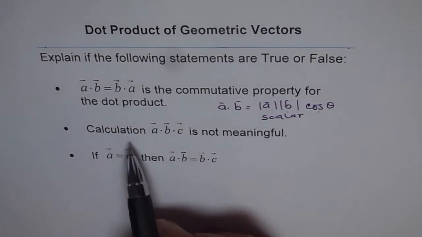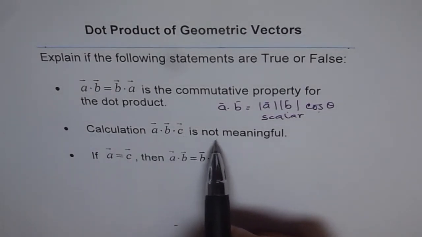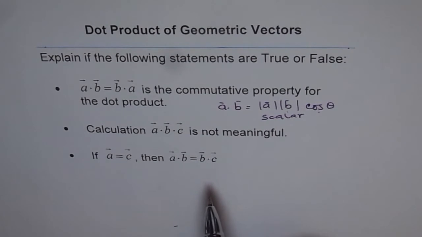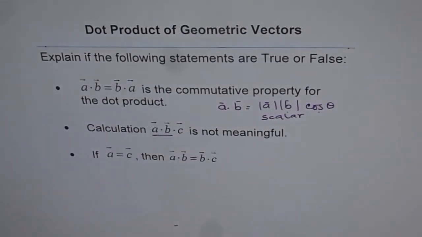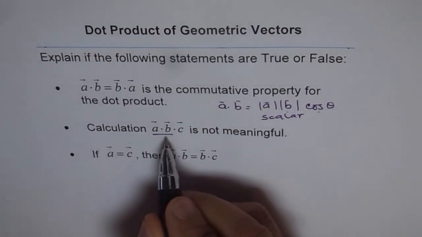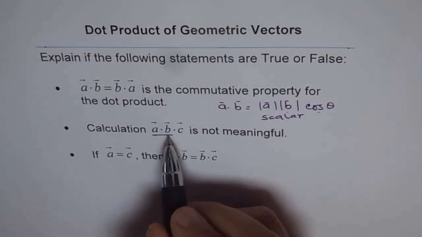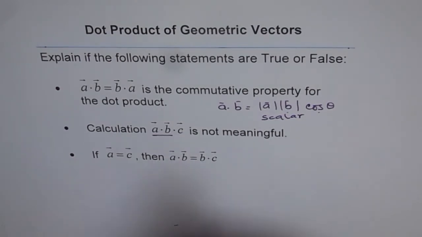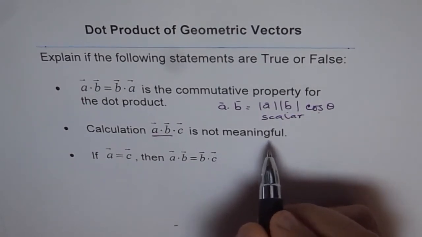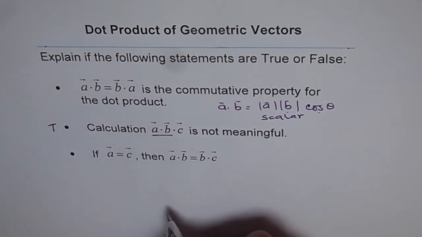Now next part, calculation A dot B dot C is not meaningful. This is kind of a tricky question. Think about it. If you do A dot B, what will you get? A dot B will yield you vector or scalar? That is the question to be answered. A dot B will be a scalar, and then you are trying to do dot product of scalar and vector. That is not done, right? Therefore, this is not meaningful, and this is also true, correct?